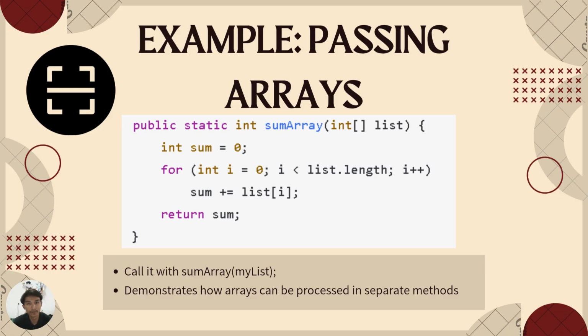Next example for passing arrays: public static int summary(int[] list) { int sum = 0; for (int i = 0; i < list.length; i++) sum += list[i]; return sum; } Call it with some array, myList, and it demonstrates how an array can be processed in a separate method.